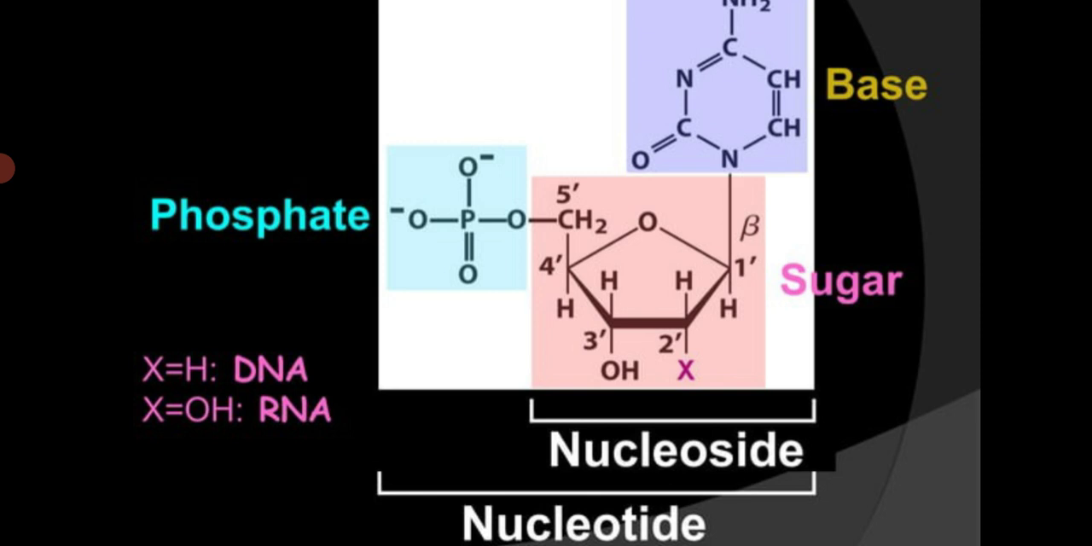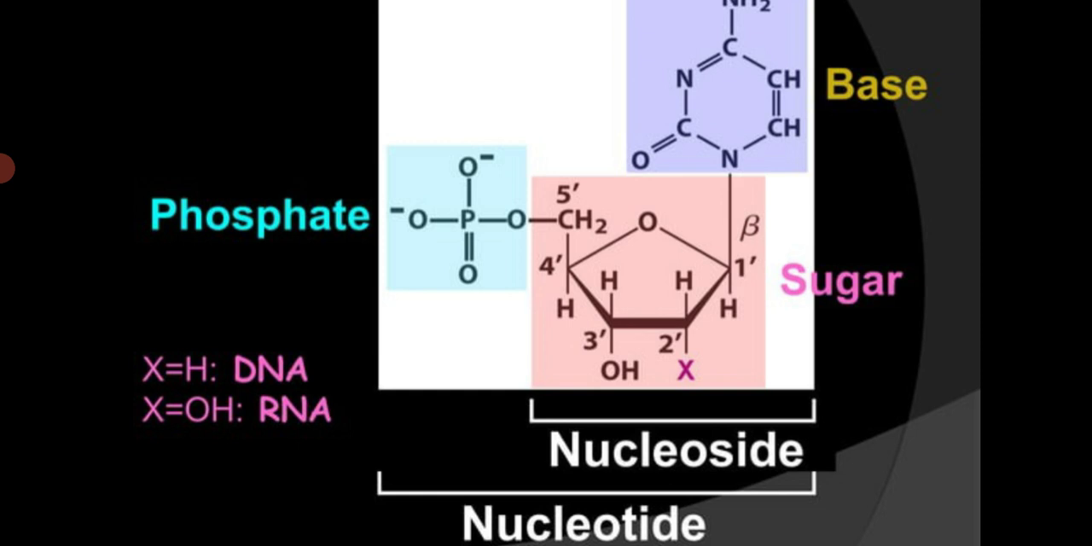The purines are double ringed compounds with a nitrogen atom at the first, third, seventh and ninth positions. Two purines are there, adenine and guanine. The pyrimidines are single ringed compounds with a nitrogen atom at the first and third positions. The two pyrimidines of DNA are thymine and cytosine.